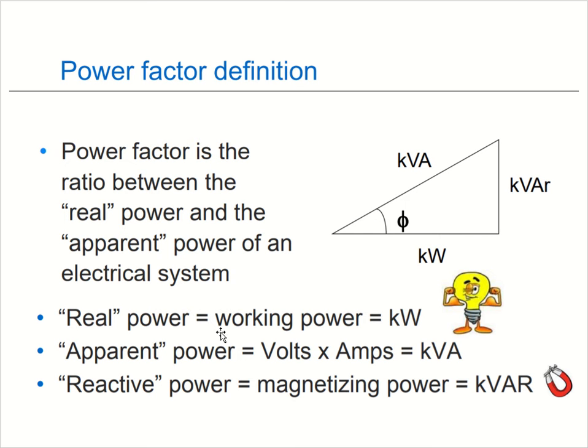So real power, which is in the bottom right here, is measured in kW, and the apparent power is volts times amps, measured in kVA, and reactive power is a magnetizing power and is measured in bars.